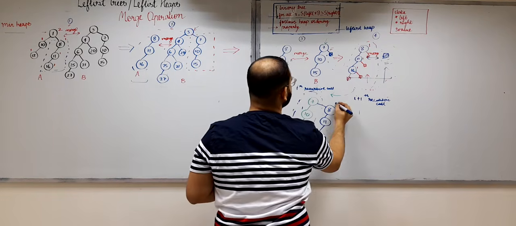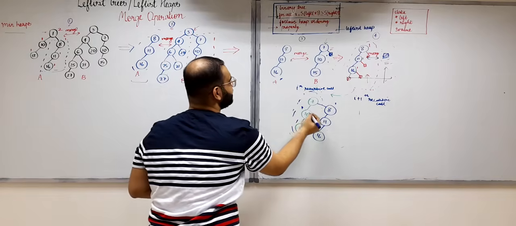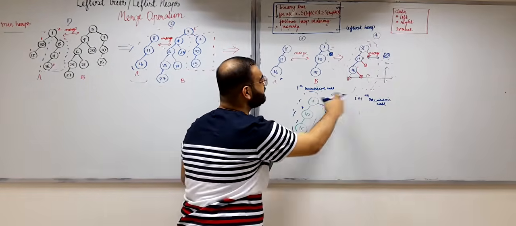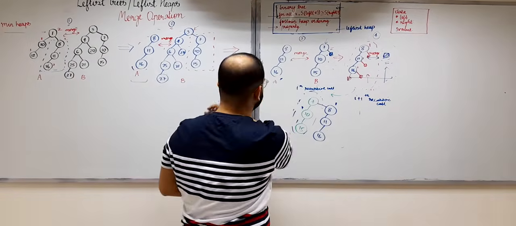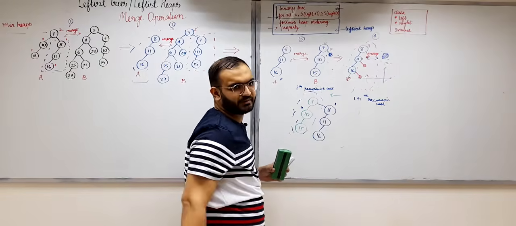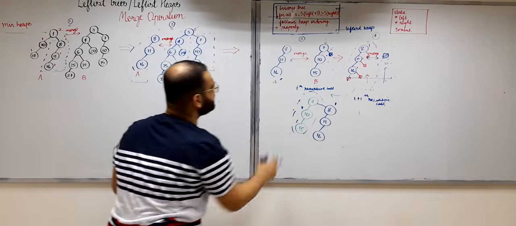Because the S value of this is also 1, and the S value of its left child is also 1, and the S value of its right child is also 1. So when we see this property getting violated, which we will see later on, in that case we need to swap the left subtree and the right subtree. Okay, but now let us repeat this process.